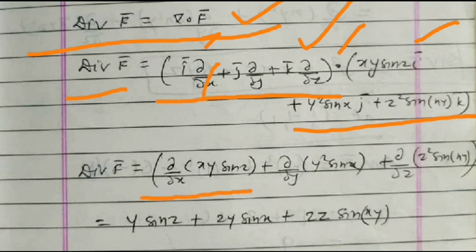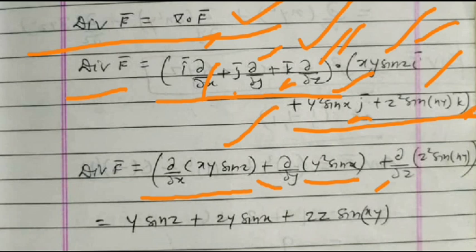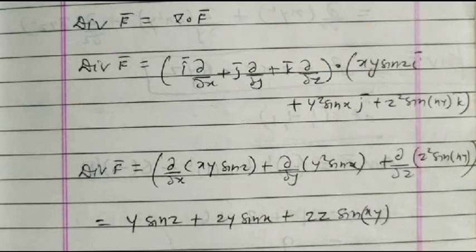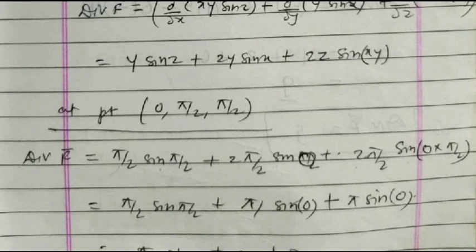So ∂/∂x (x y sin z) · i·i is 1, plus ∂/∂y (y² sin x) · j·j is 1, plus ∂/∂z (z² sin xy) · k·k is 1. So take partial differentiation of these three terms. The partial derivative with respect to x is y sin z, with respect to y is 2y sin x, and with respect to z is 2z sin xy.